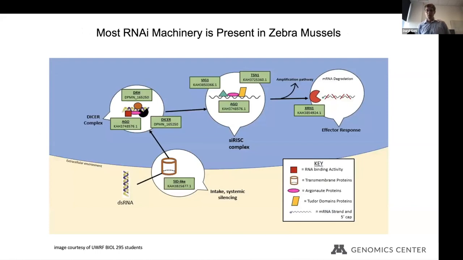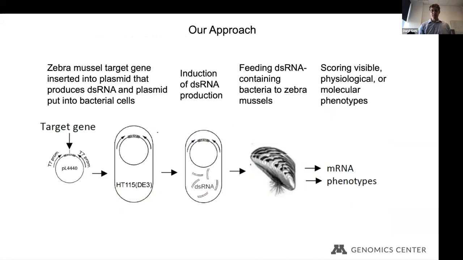And so we know from our work sequencing the zebra mussel genome that the core machinery for carrying out this RNAi process is present in zebra mussels. So all these different enzymes that chop up the RNA and degrade anything that is similar, these exist in the zebra mussel genome.